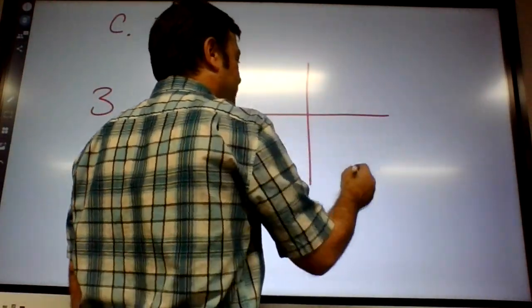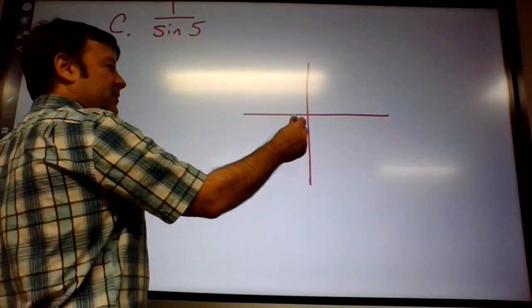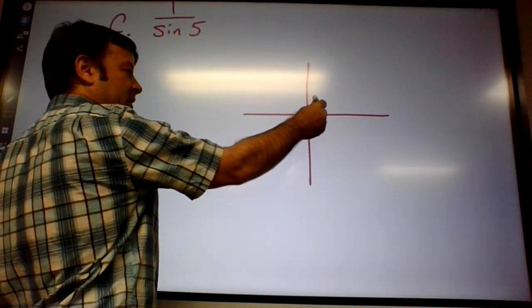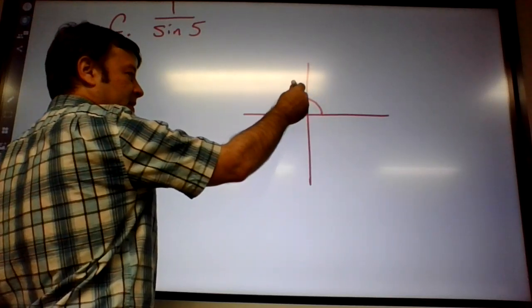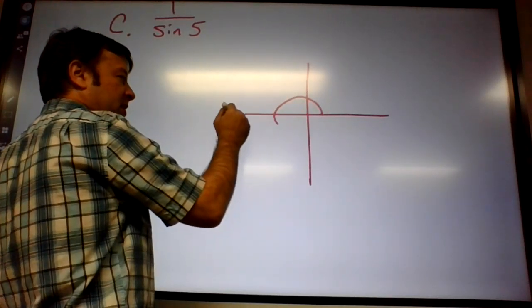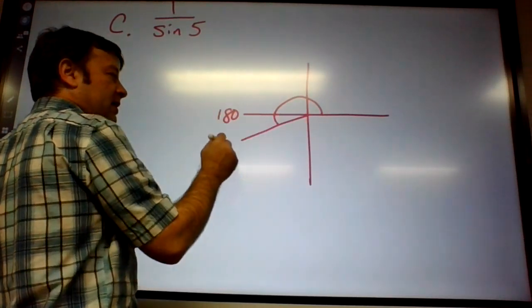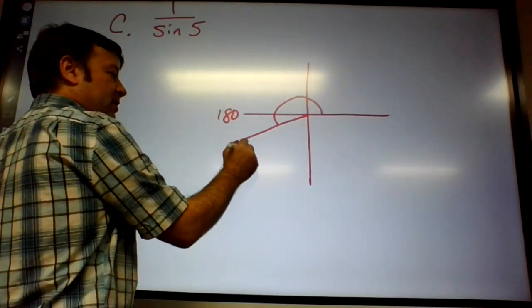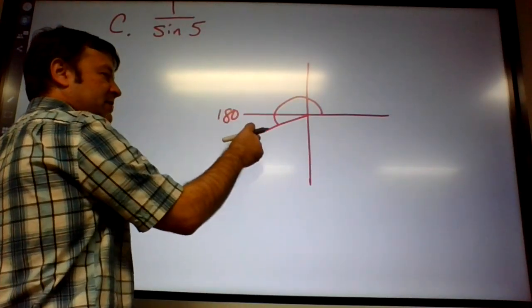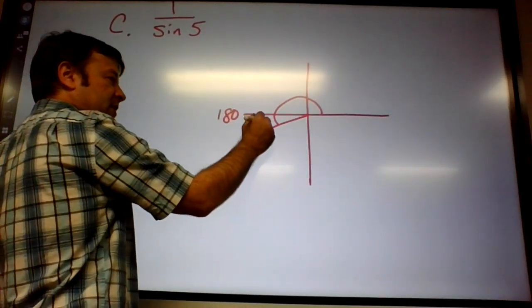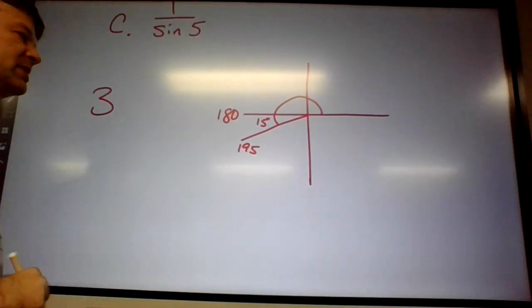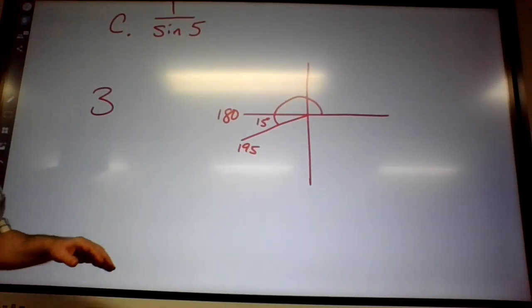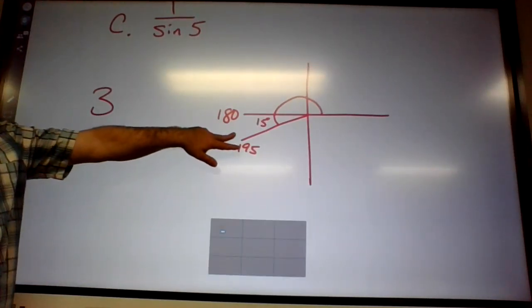I always draw a picture to help us visualize. What quadrant would 195 degrees be in? 3. It'd be over here, because this is 180. The reference angle, remember, is how far it is from the x-axis. How many degrees off is it? 15. So we're going to put sine of 15, but also, is sine positive or negative in the third quadrant?